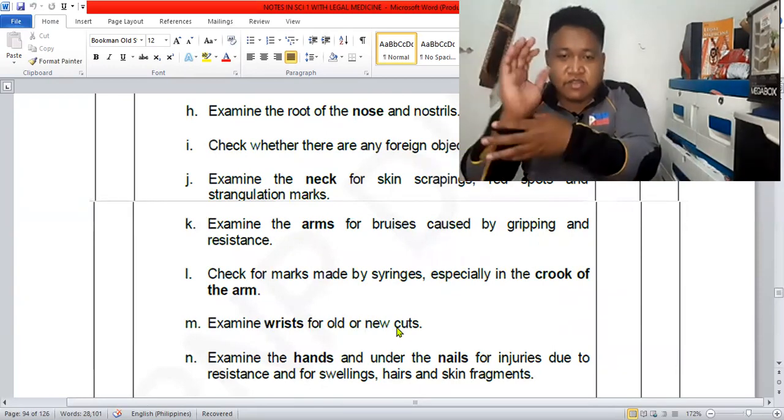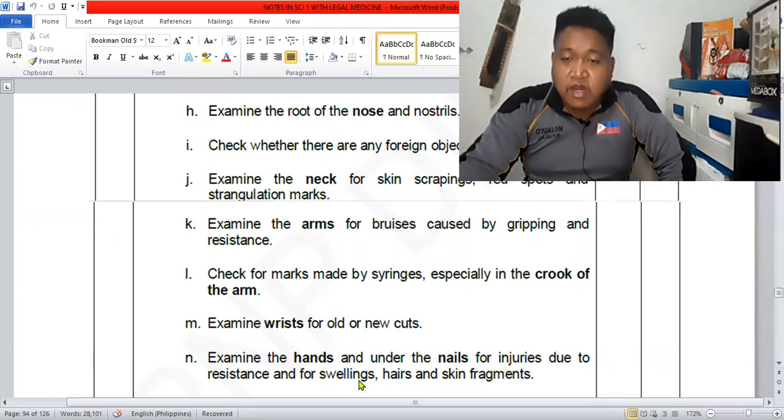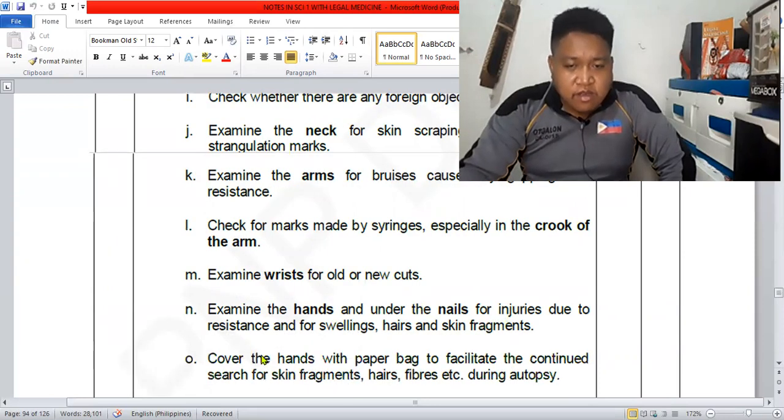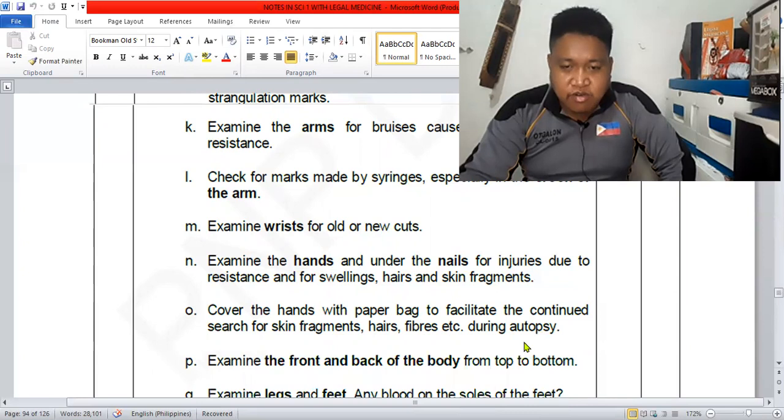Yan, wrist. Then examine the hands and under the nails for injuries due to resistance and for swellings, hairs, and skin fragments. Yan, fingernails. Then cover the hands with paper bag. Yan. Cover the hands with paper bag to facilitate the continued search for the skin fragments, hairs, fibers, and etc. during autopsy.